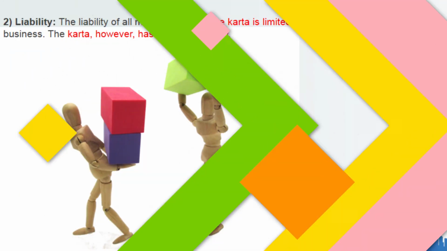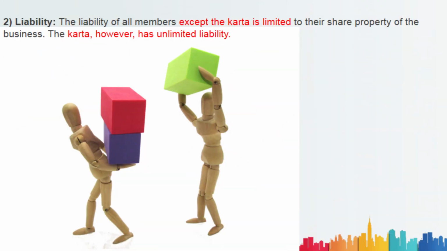And moving on to the next feature, that is liability. The liability of all the members except the Karta is limited. Limited means it is limited to a particular amount. How much that amount is depends on the amount of share which they have invested. So when we come back to the Karta, the Karta has unlimited liability. Like I discussed about what unlimited liability is, he has to bear all the debts. So that's what unlimited liability is.